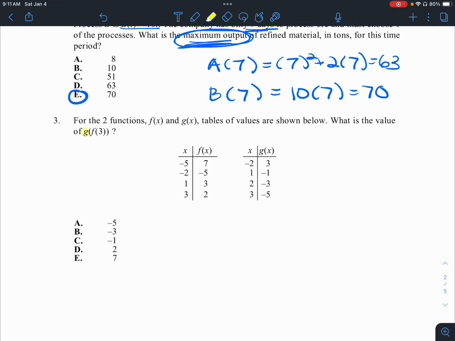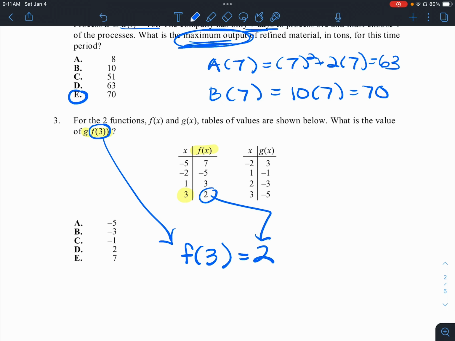This is a composition problem. Okay, this is a nested composition problem. You want to start with the inside. So let's ignore the g for right now, and let's just calculate what is f of 3. So we're saying if we were to plug a 3 into function f, what are we going to get back out? We're going to get a 2 back out. Okay, so now we've learned that f of 3 is a 2.